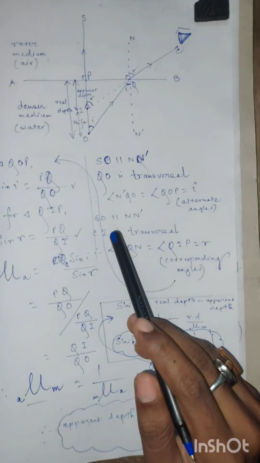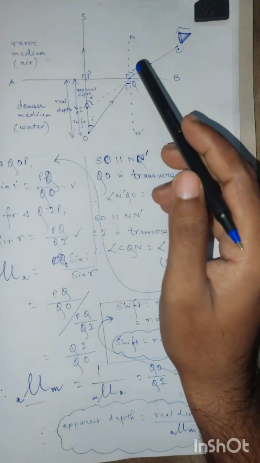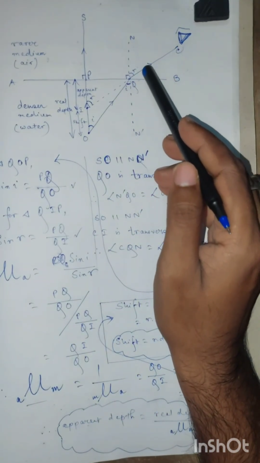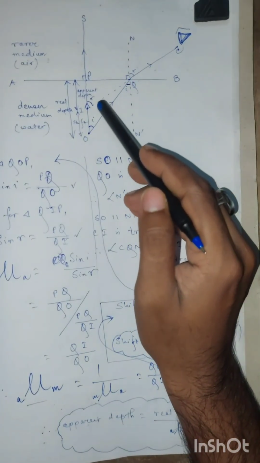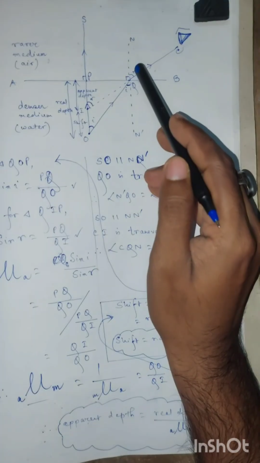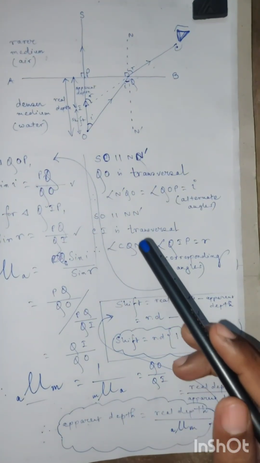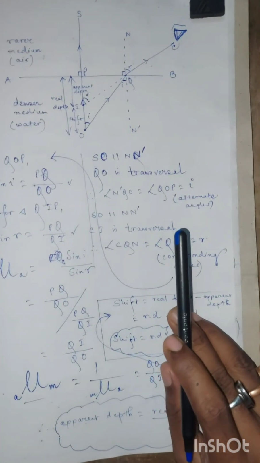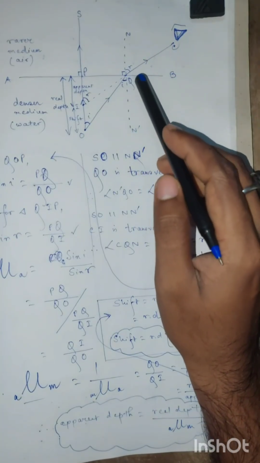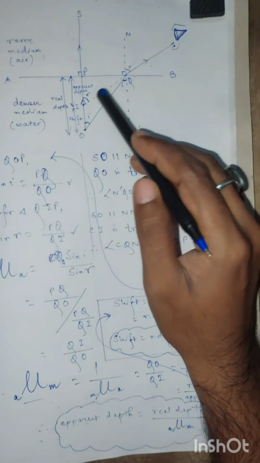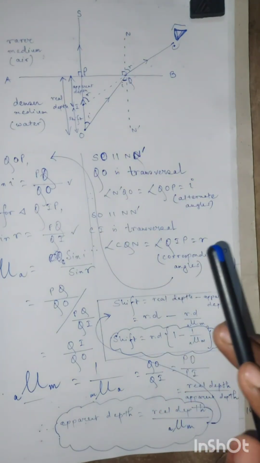Again, SO is parallel to NN dashed and CI is our transversal. So these two angles are corresponding angles. So we can say CQN and QIP. These two angles are equal because they are corresponding angles.